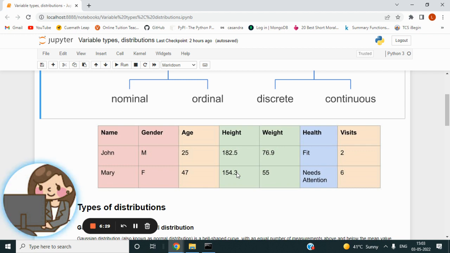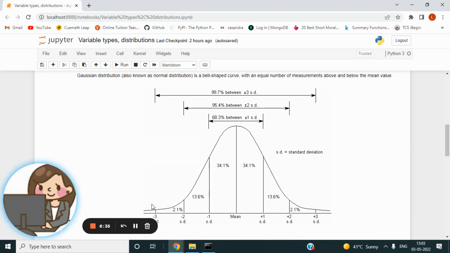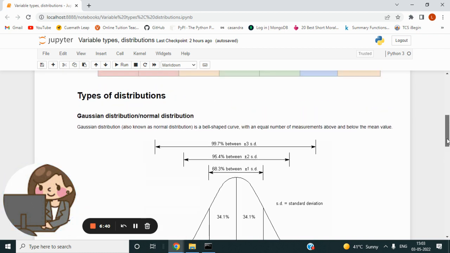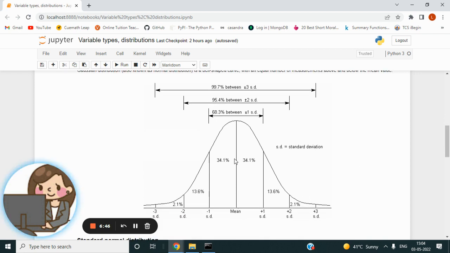Okay. Now coming to the types of distributions. In the normal case, we'll always have a bell curve like this. And this kind of distribution is known as Gaussian distribution or normal distribution. In the middle, we'll have the mean. All the average values will be coming over here. And from there, we can map the standard deviations. From the mean, one standard deviation is this part, two standard deviations is this part, three standard deviations is this part. So this kind of graph is known as a Gaussian graph.